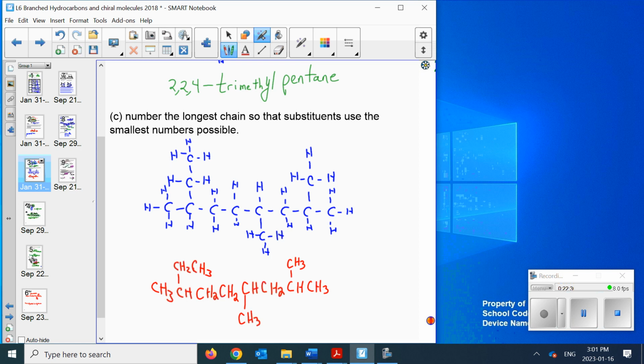Okay? So if I count from left to right here, I've got 1, 2, 3, 4, 5, 6, 7, 8. That's not my longest possible chain, though, is it? If I count, starting here, I got 1, 2, 3, 4, 5, 6, 7, 8, 9. See how that's longer? So you're going to go with this as your longest chain.